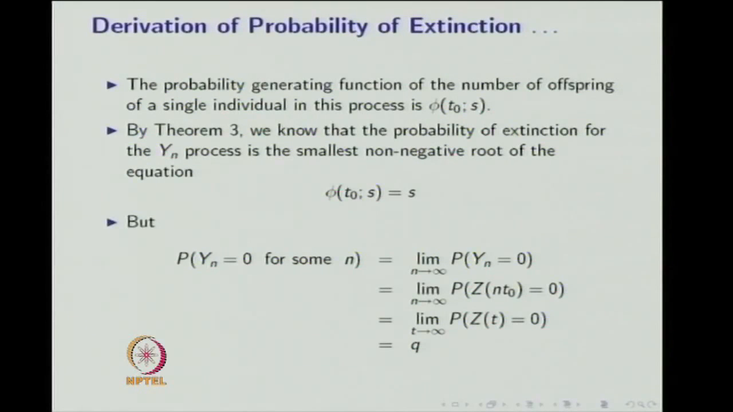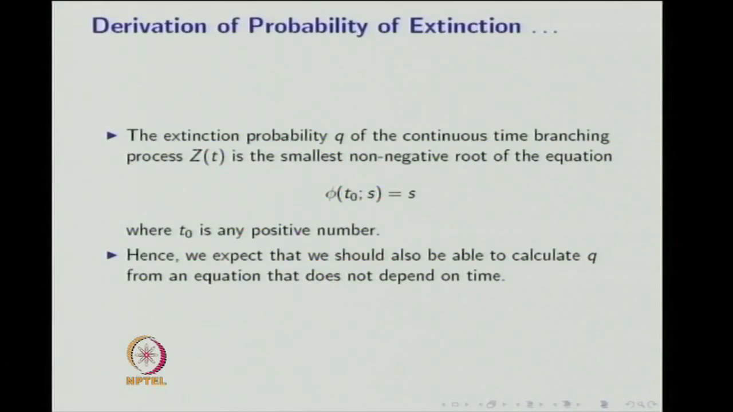But we know that the probability of Y_n equal to 0 for some n is the same as the limit as n tends to infinity of the probability of Y_n equal to 0, that is the same as the limit as n tends to infinity of the probability of Z(n t_0) equal to 0, but that is the same as the limit as t tends to infinity of the probability of Z(t) equal to 0. By definition, this is nothing but small q, the probability of extinction. Hence, the probability of extinction q of a continuous time branching process Z(t) is the smallest non-negative root of the equation psi(t_0, s) equal to s.